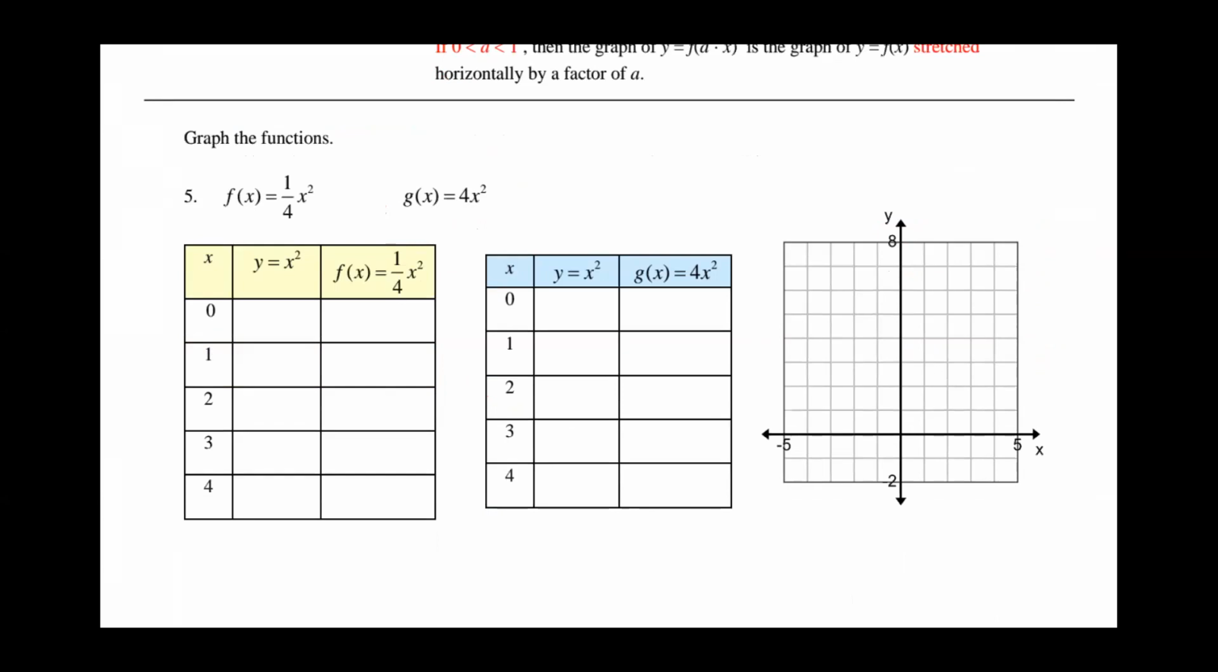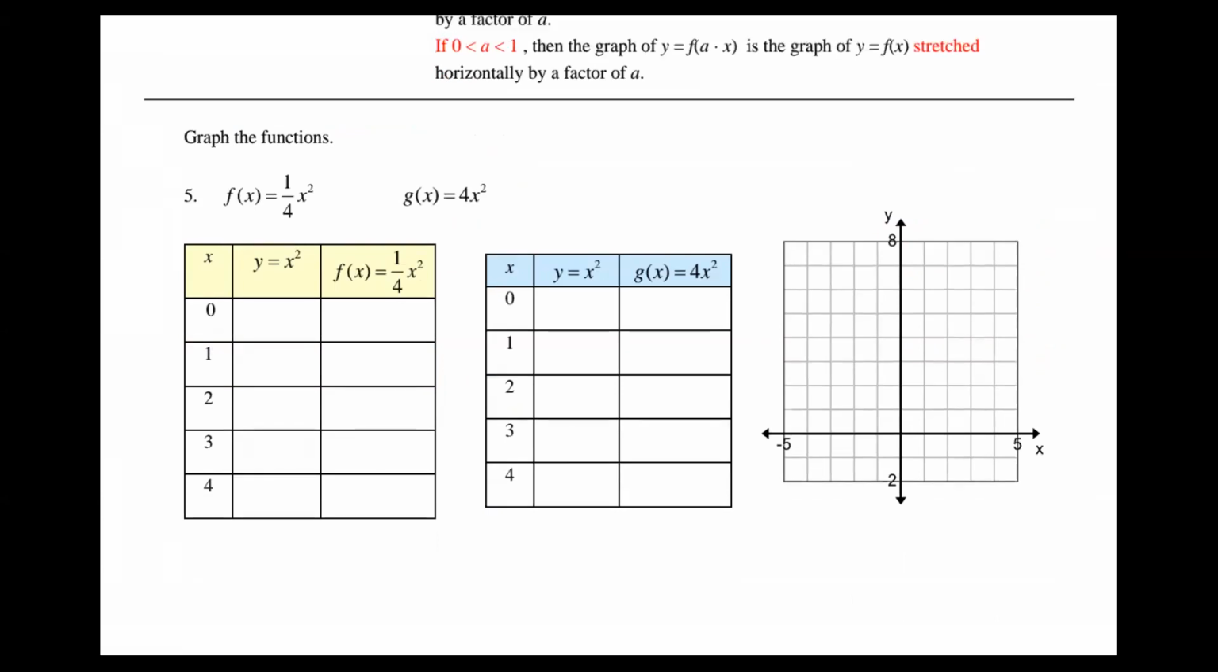There are two functions. The first one is 1/4. 1/4 is between 0 and 1, and this 4 is greater than 1. Okay, so let's fill up the table first. So it's going to be x squared is 0, 1, 4, 9, 16. And when you multiply by 1/4, we get 0, 1/4, 1, 9/4 and 4.